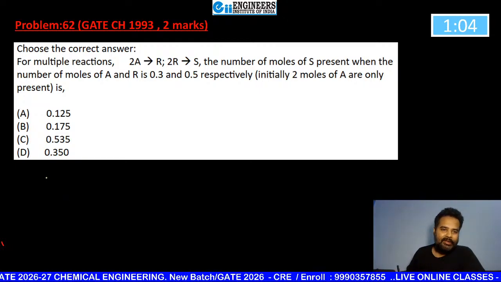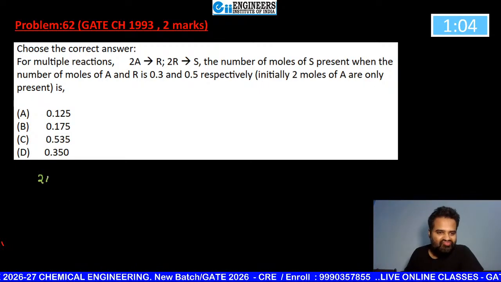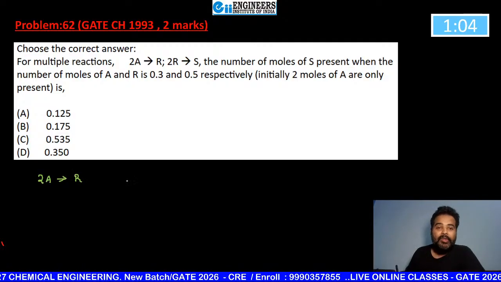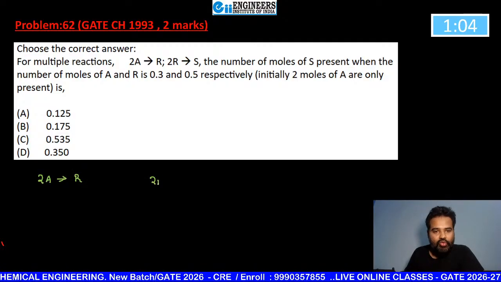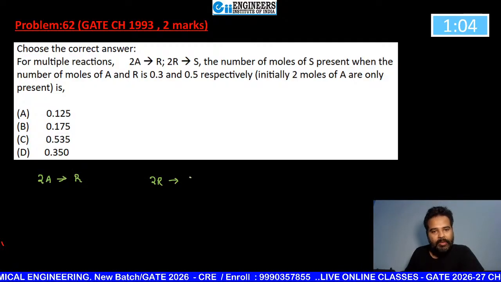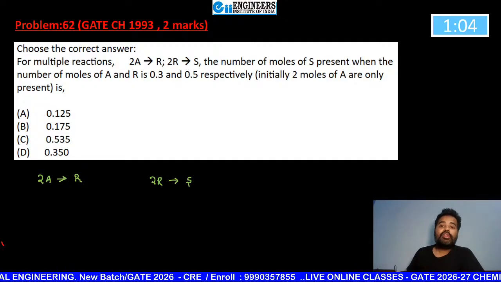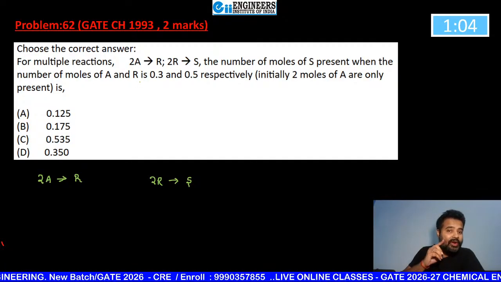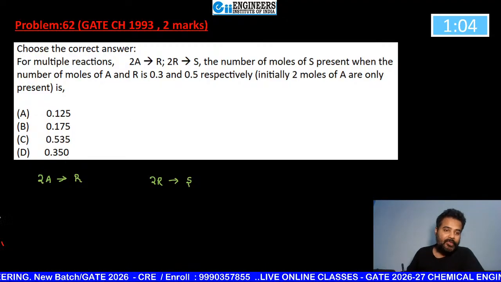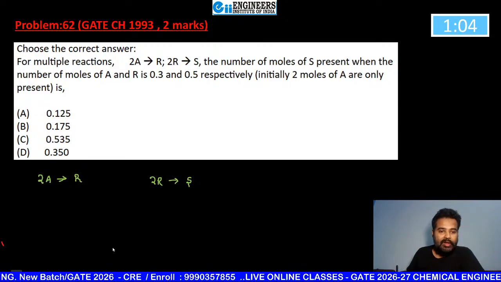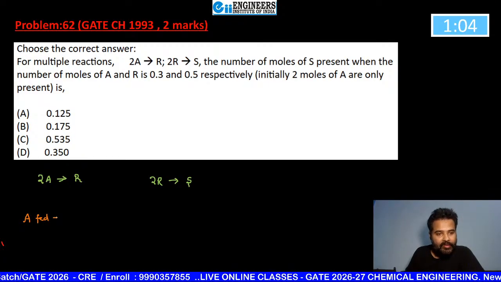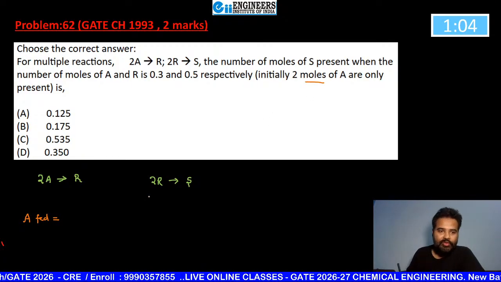So for multiple reactions, now see my approach. 2A is forming R. This is our reaction number 1. 2A is forming R. And the second reaction is 2R is forming S. So the number of moles of S present when the number of moles of A and R is 0.3 and 0.5. Okay. So clearly here A fed its value, 2 moles.